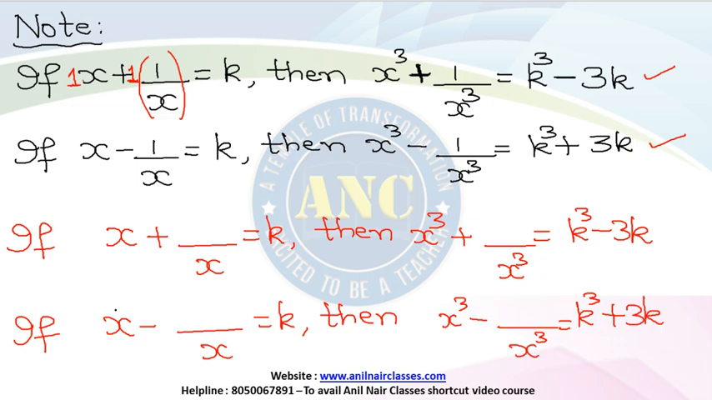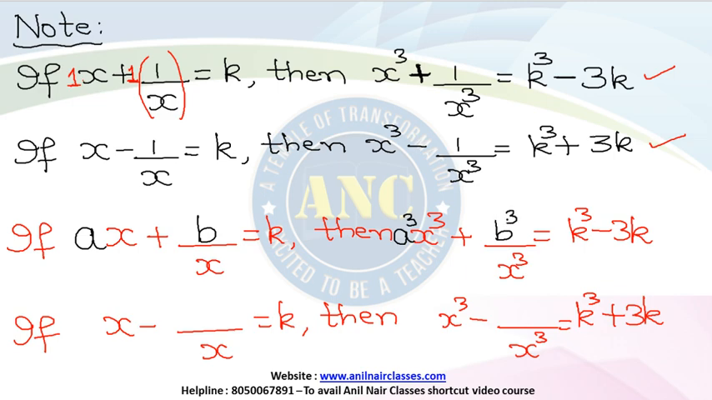Suppose the coefficient of x is something other than 1, let me call that a. Similarly, the coefficient of 1 by x is something other than 1, so let me call that coefficient b, for example. So here this becomes not a x cube now, sir, it will be a cube x cube, and here also it will not be b divided by x cube. This will also be b cube divided by x cube.